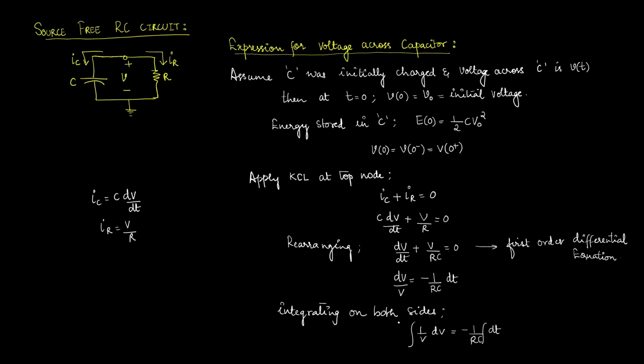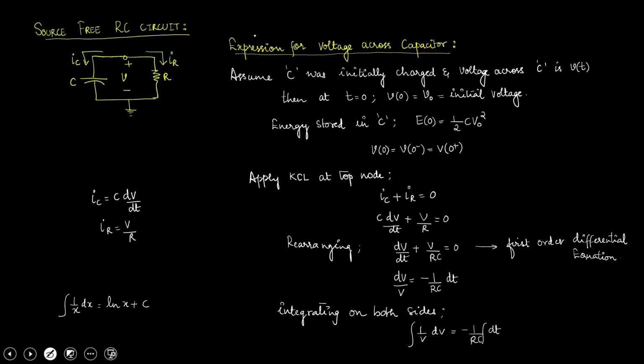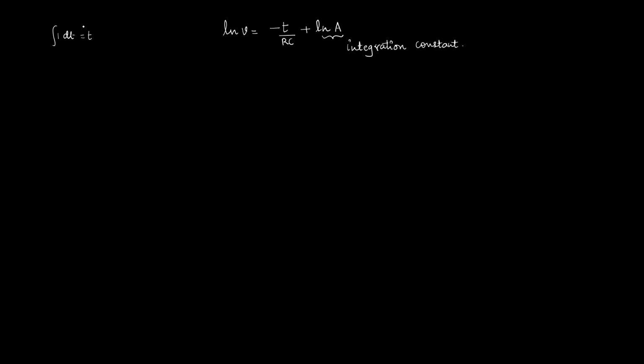How we have got this is because we know that the integration of 1 by x dx is equal to the natural log of x plus c, where c corresponds to the integration constant. The same thing we have applied here, with V instead of x. So we get natural log of V equal to the integration of 1 dt, which is t, plus the integration constant, which is ln of A. Now let us bring this integration constant to the left hand side.